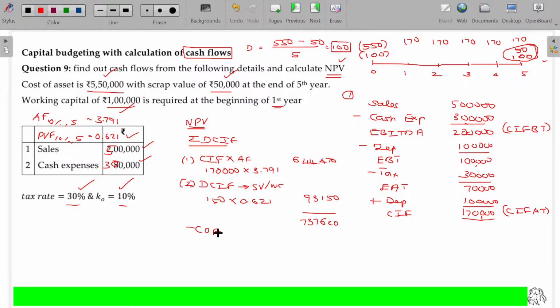Minus cash outflow. So initial capital employed 550,000. Apart from that, we are in need of funds for working capital, another 1 lakh. So we invested 6,50,000 rupees in the very beginning. Though we invest 6,50,000 in the very beginning, over the 5 years period, we get around 7,37,620. So we get an additional amount of only 87,620 in terms of current value. This is called NPV. As NPV is positive, we can recommend this one.